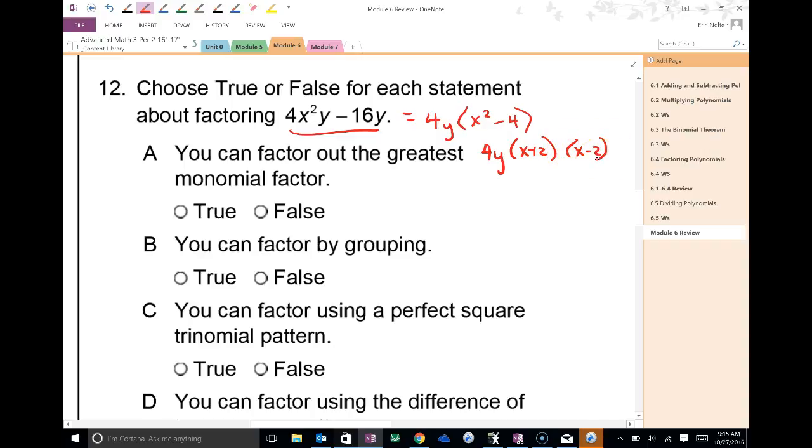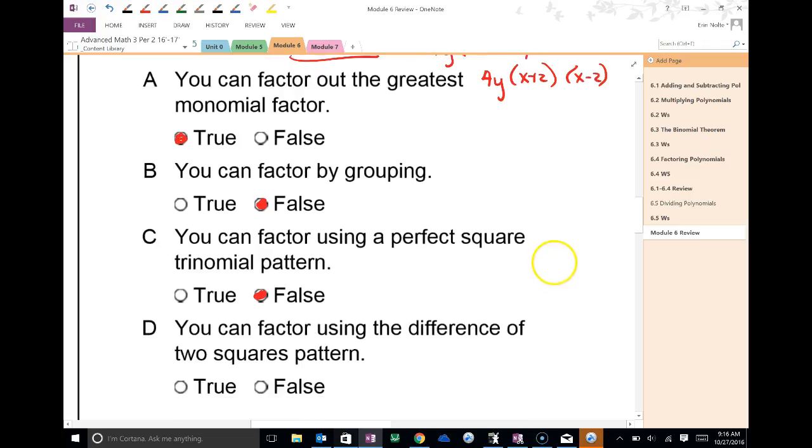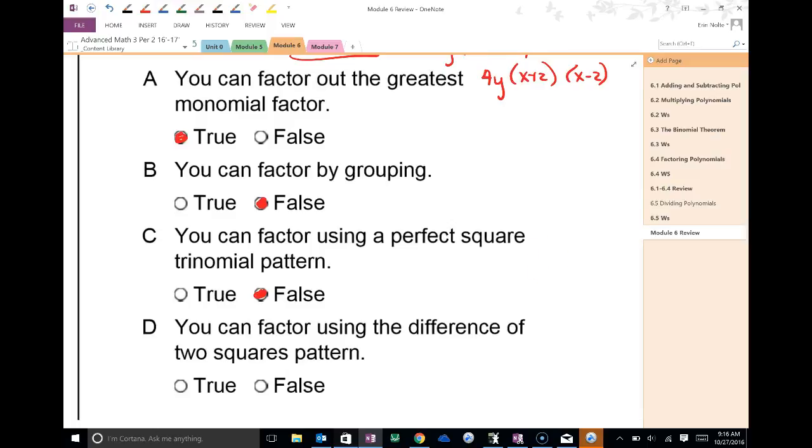Okay, so A says, can you factor out a greatest monomial factor? Do you guys know what monomial means? It means one term. So did we factor out a greatest common factor? We sure did. Can you factor by grouping? No. Were there 4 terms involved? No. Can you factor using a perfect square trinomial? No, there's no trinomials in our case. Can you factor using the difference of 2 squares pattern? Yep, we did that last. Yes.